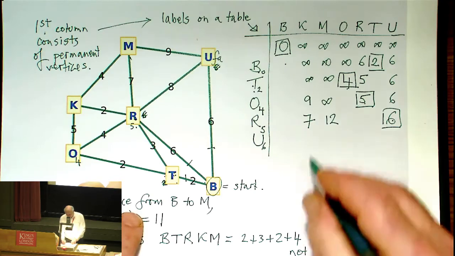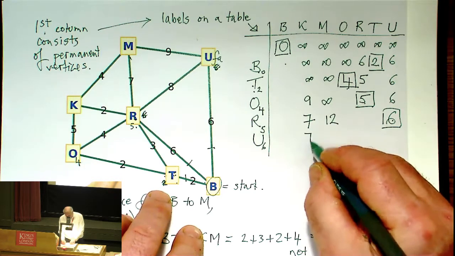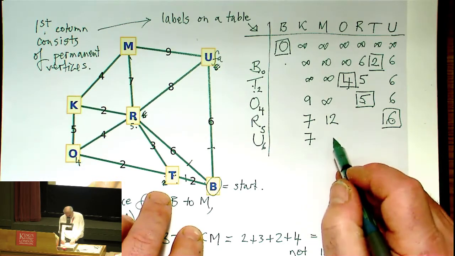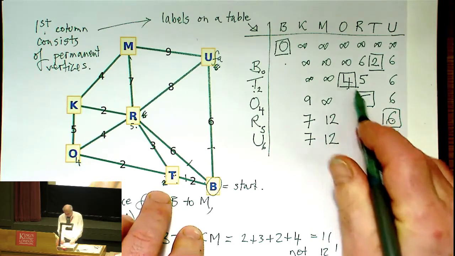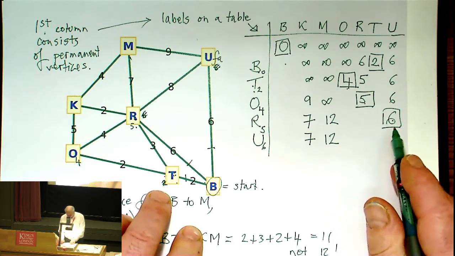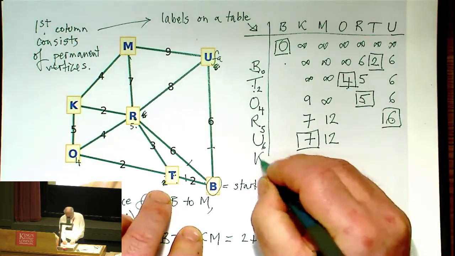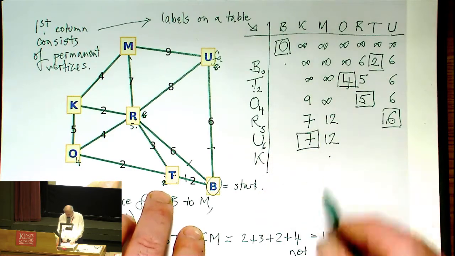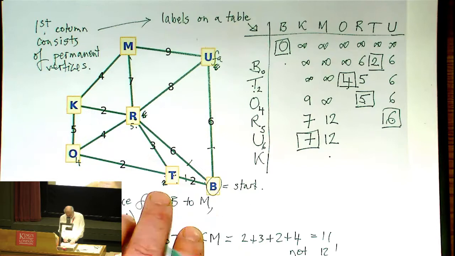And U to K I can't do, so the K stays as 7. U to M is not going to improve on 12, so the 12 stays the same. And there's nothing left once everything else has gone on the left. And then the 7 is the smallest number here. The 7 corresponds to K. So the only one left is M. So K is adjacent to M, and it's a distance 4.